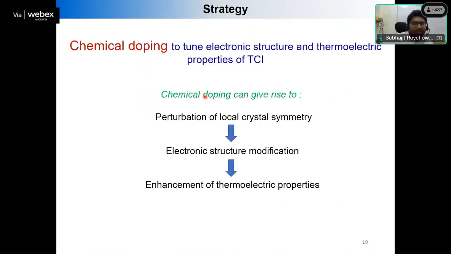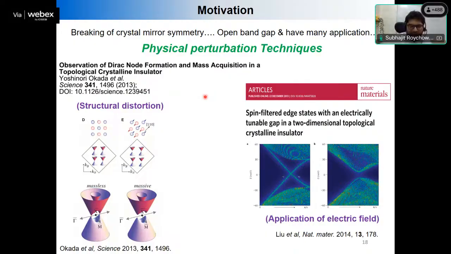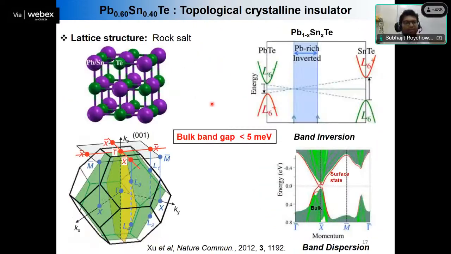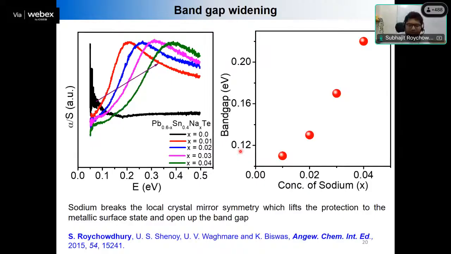So, what I was talking about, that PBSNT, we want to work on that, and it has a very small band gap. So we want to break the mirror symmetry to open up the gap so we can use it for thermoelectrics. For that we purposefully choose chemical doping because it can open up the gap by modifying the electronic structure. That's why you can see here that whenever we dope sodium, it can increase the band gap. This gives a simple idea that it opens up the band gap by breaking the mirror symmetry.